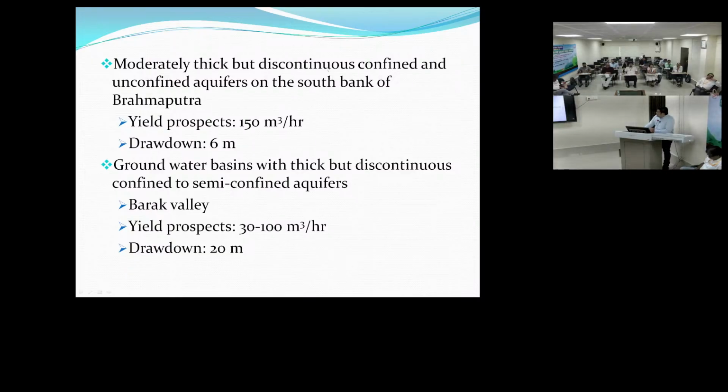Moderately thick but discontinuous, confined and unconfined aquifers. Around the south bank of the Brahmaputra you can find discontinuous, confined and unconfined aquifers. And the yield prospect you can find is 150 meter cube per hour, drawdown 6 meters. So groundwater basins were thick but discontinuous, confined to semi-confined. In the Barak Valley, you can see the prospect is around 30 to 100 meter cube per hour for a drawdown of 20 meters.